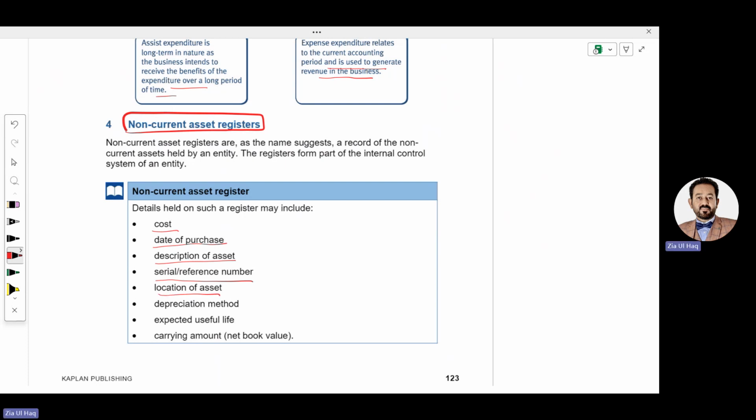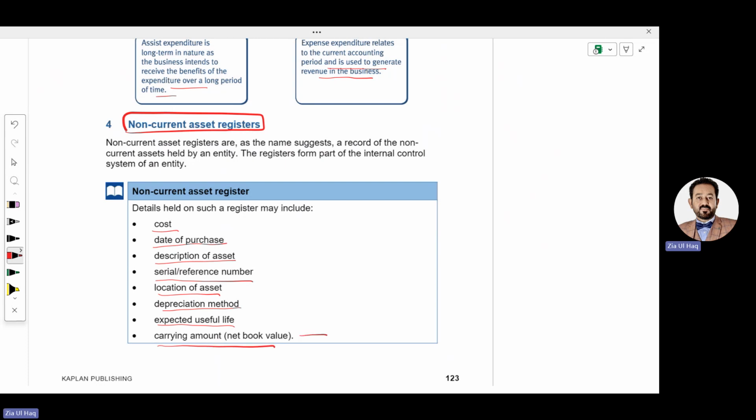Location of the asset, meaning where that asset is kept, either in the warehouse, the production site, or the sale outlet. Depreciation method, either straight line or reducing balance method. Expected useful life, how much is the life of the asset: 10 years, 5 years, 20 years, and if land, more than 50 years. Carrying amount, net book value.